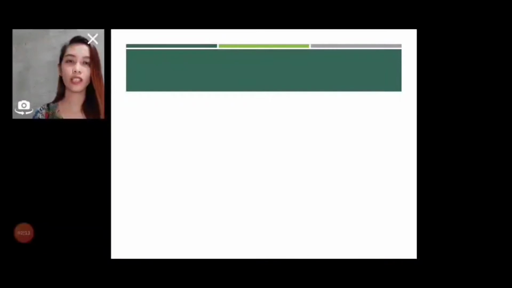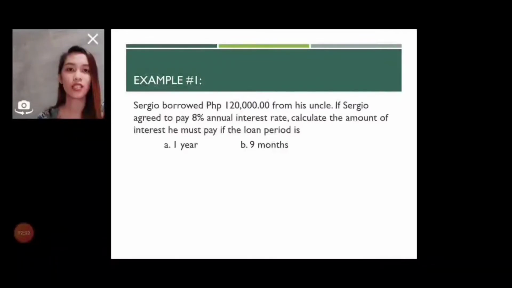And now, let's proceed to our example where we are going to use our formula to find the simple interest. Sergio borrowed 120,000 from his uncle. If Sergio agreed to pay an 8% annual interest rate, calculate the amount of interest he must pay if the loan period is 1 year and if the loan period is 9 months.